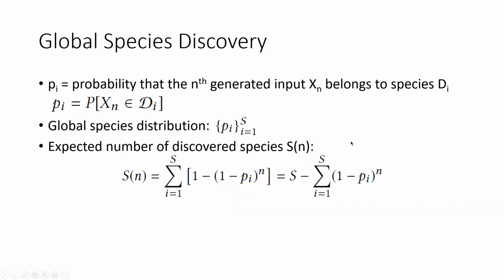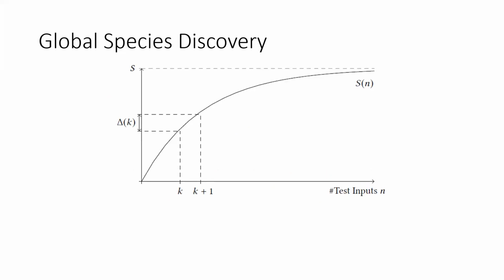Yeah. So for example, given a program, the SN should correspond to how many species there are. So in this case, it's just corresponding to how many branches there are. Actually there's a graph. This is just an illustration. You can see that the maximum number of species for a given program is just S. And when you increase the number of test inputs, it should increase the number of species that you discover.